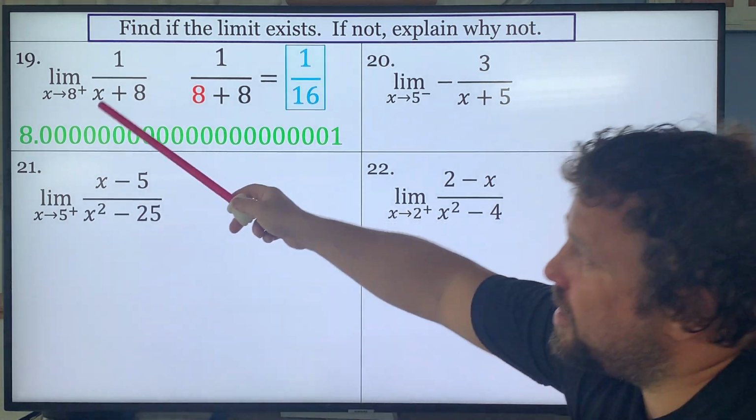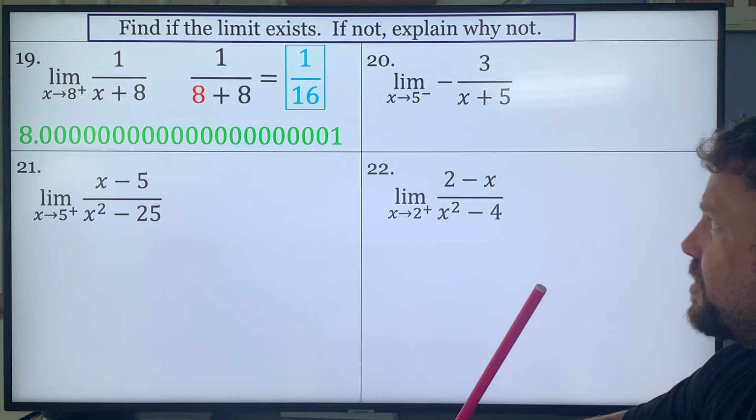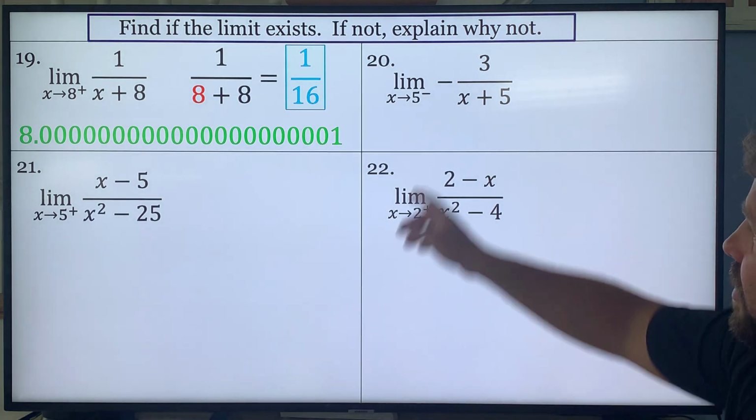So if you could just type in this number in here and get an answer, you're set. There's no other work to do. All right, now what about this one?